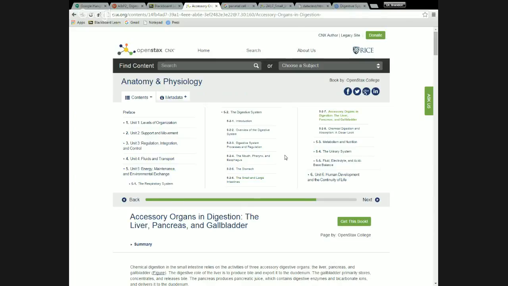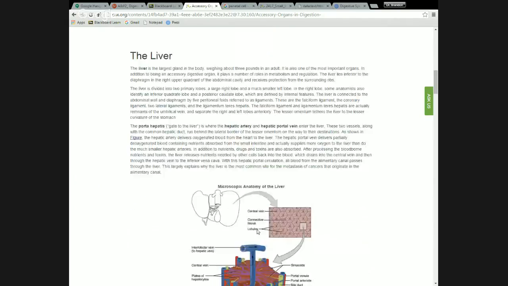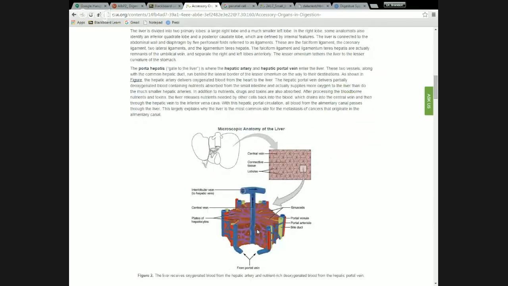The next section is about accessory organs, and here it's really talking about the liver, pancreas, and gallbladder. Personally, I would have maybe said pancreas, liver, and gallbladder, or liver, gallbladder, and pancreas, but the book here actually put them in that order. The liver is really just a big blood filter. It does a number of different things.